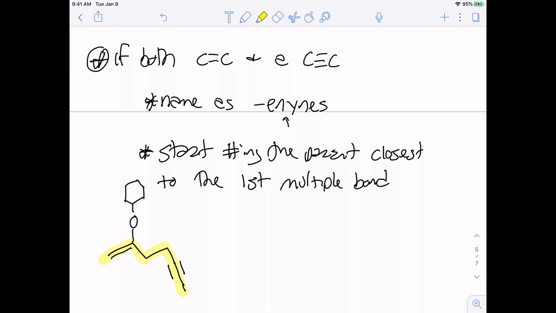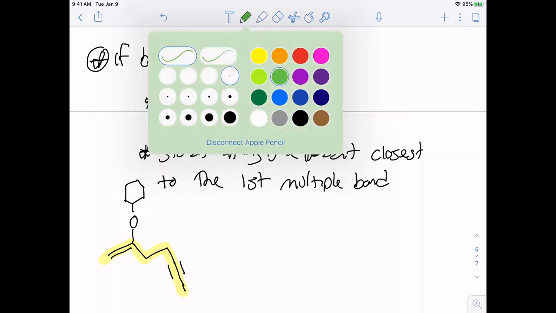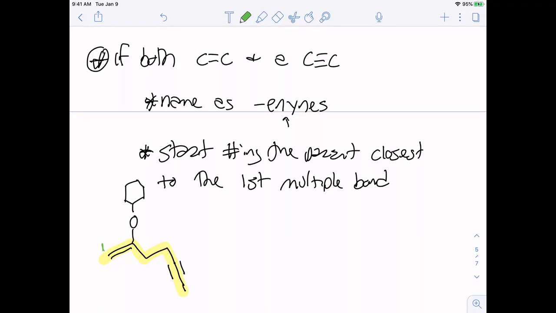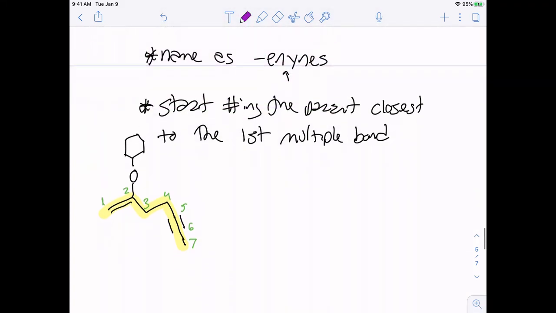And then if I number it from the left, I have a multiple bond on carbon 1. If I number it from the other side, my multiple bond is on carbon 2. Because I want to start numbering closest to the first multiple bond, I'm going to go my original way. So 1, 2, 3, 4, 5, 6, 7 carbons. So on carbon 2, I have a cyclohexyl, and then there's an oxygen, so it's an ether, cyclohexyloxy group. And then I'm naming as ene-ynes.